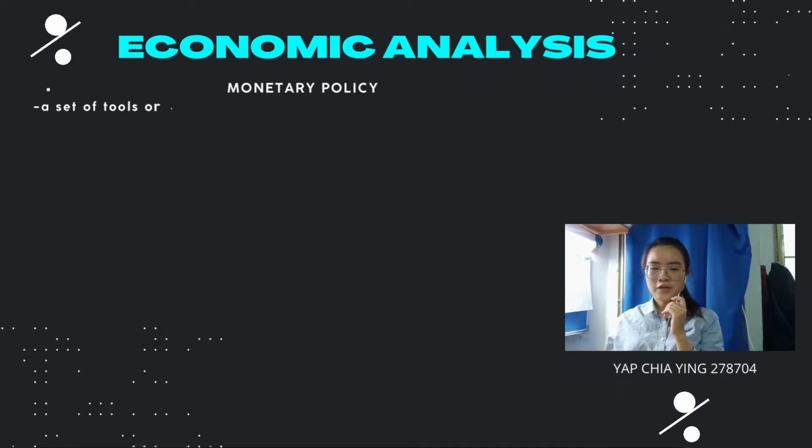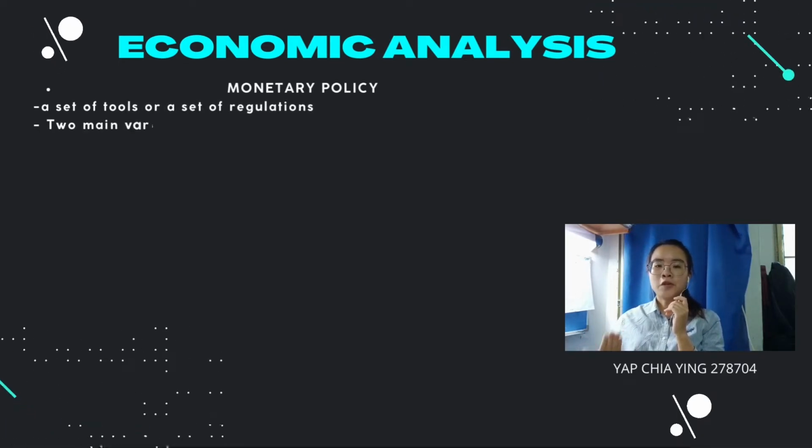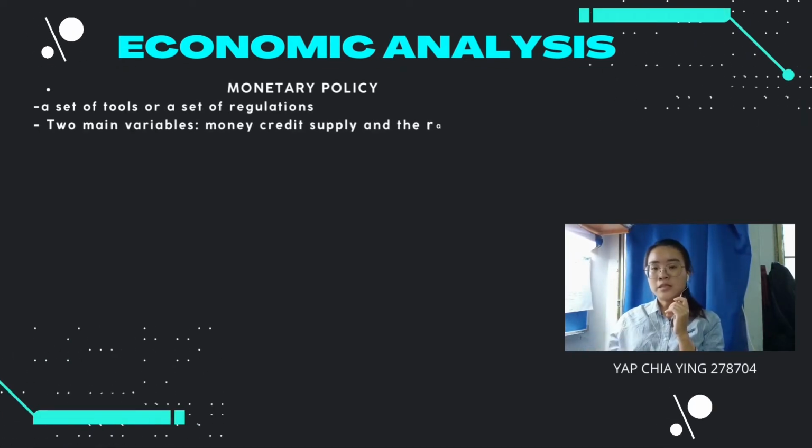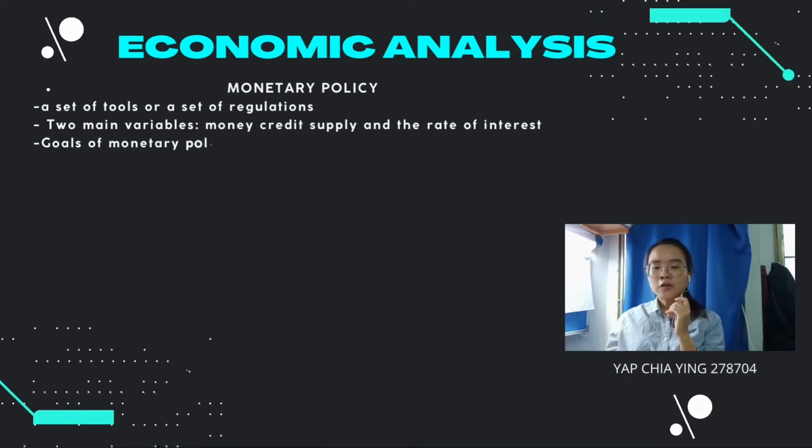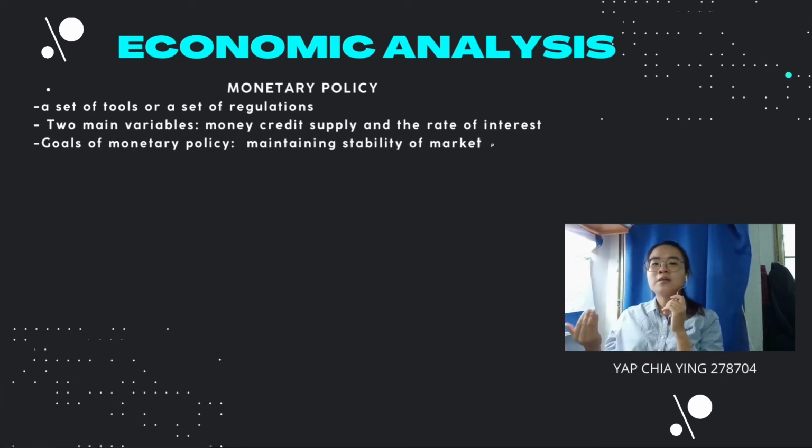I will explain the economy analysis. First and foremost is the monetary policy. Monetary policy is a set of tools or regulations set by the central bank to promote sustainable economic growth by controlling the overall money supply or interest rate that affects all segments of an economy.